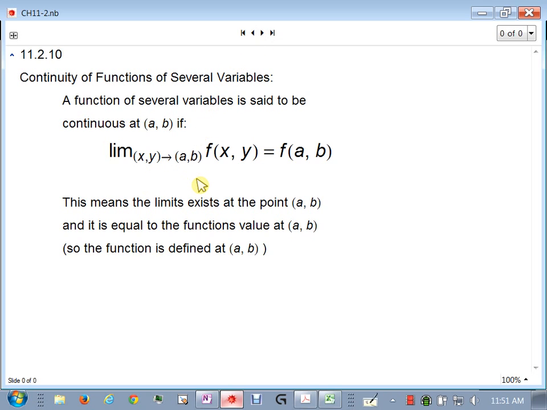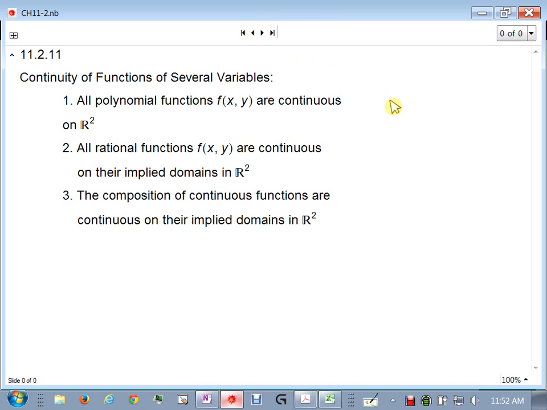Same thing applies for a function of two variables. If the limit as you approach a value of the function equals the function's value there, then we say it's continuous at that point (a, b). The problem again is this left side, right? That limit's not easy to compute. But we have a couple of theorems that let us know which functions are continuous.